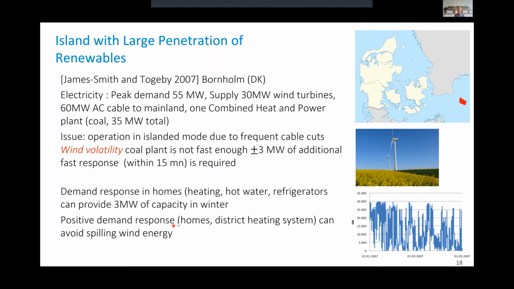Interestingly, in this case, they found that there's also a need for positive demand response. Demand response is about reducing the power, so stopping the heating. But in fact, due to the variability of the wind here, sometimes there is the opposite. The wind is complemented with a fairly static coal plant, so there are periods of time where there is excess of production. What do you do when there's excess of production? You could disconnect some of the windmills, but that is spilling energy.